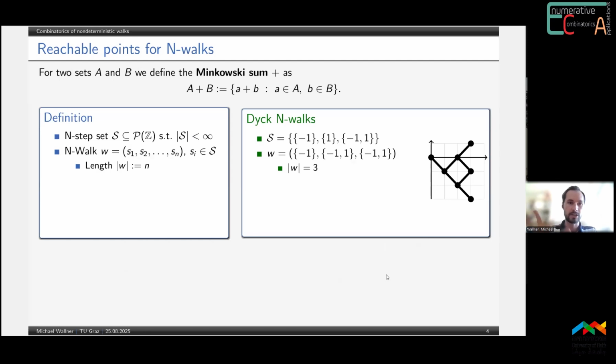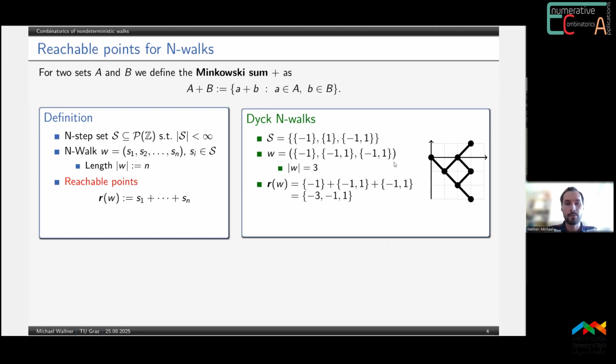And this is really, don't come back to the network motivation. Here I stay from now on in my walk interpretation. So I call an N step set a finite subset of the power set. So for Dyck N walks, this is the step set: {-1}, the singleton {1}, and the two-element set {-1, 1}. And on the left here, you see an example of one of these trajectories. And an N walk is nothing else than a sequence of certain steps. So here you have the sequence {-1}, {-1}, {1}, {-1}, {1}.